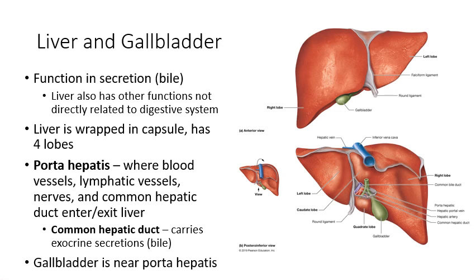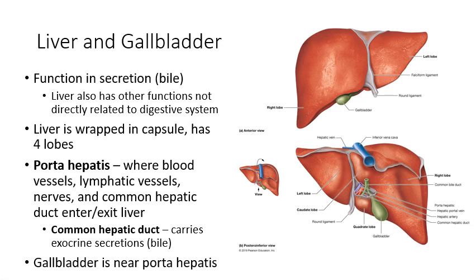Then you have the liver and the gallbladder, which both function in secreting bile. And the liver also has a lot of other functions that aren't directly related to digestion, which we will briefly go over in a bit. The liver is very large, the gallbladder is very small, and it's kind of tucked underneath the liver. The liver has a layer of connective tissue around the outside of it called the capsule, and it's divided into 4 lobes.